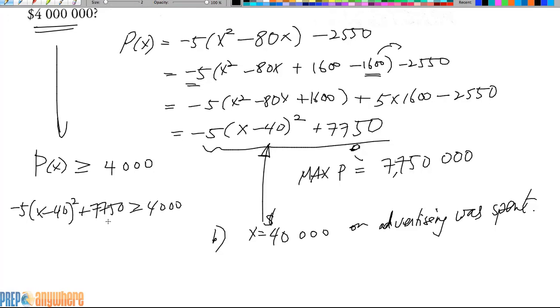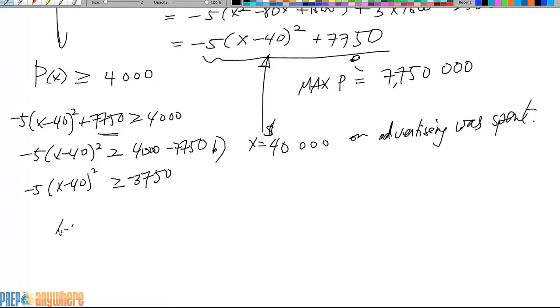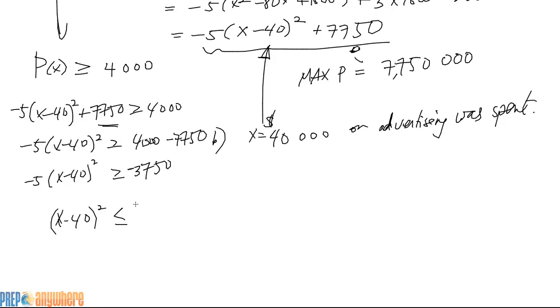Okay, so now let's bring that over. So we have 4,000 minus 7750, which gives us minus 3750. So we can divide both sides by 5, and we get x minus 40 squared has to be greater than, or actually, when you multiply both sides by a negative value, the sign changes. We get less than or equal to 750.